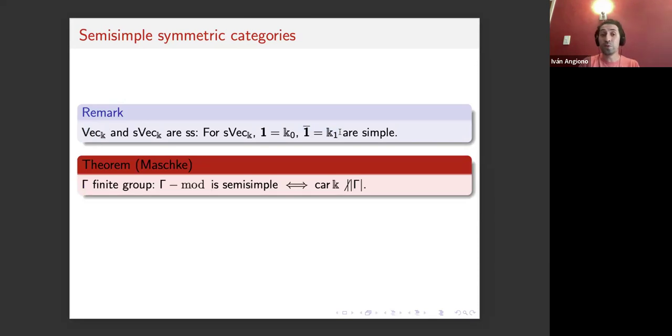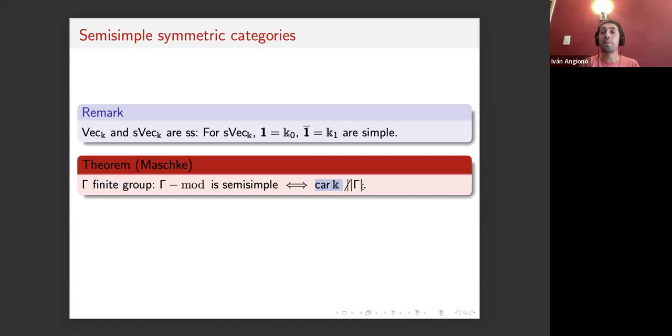And what about groups? Suppose that you have a finite group. The well-known theorem by Maschke says exactly when the category of Gamma-modules is semi-simple: as far as the characteristic of your field doesn't divide the order of your finite group. So if we are in characteristic 0, representations of a finite group are semi-simple, but in positive characteristic, we have problems.